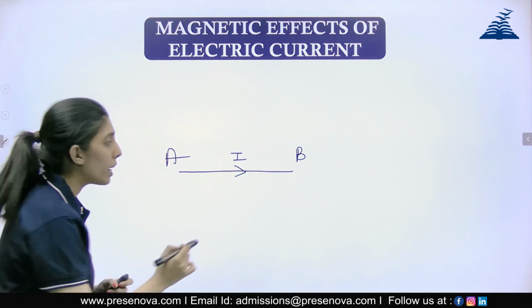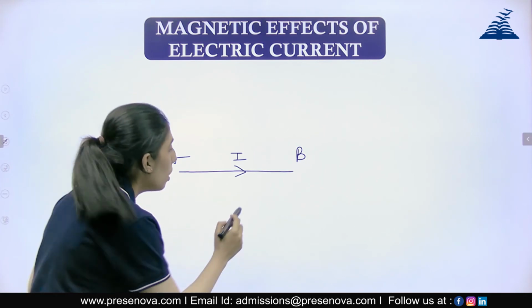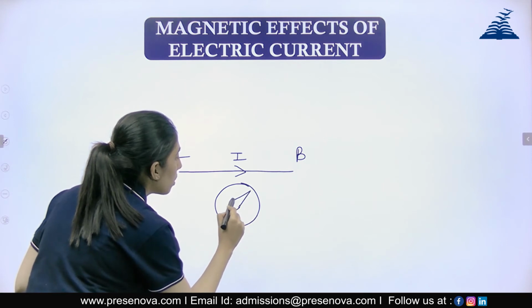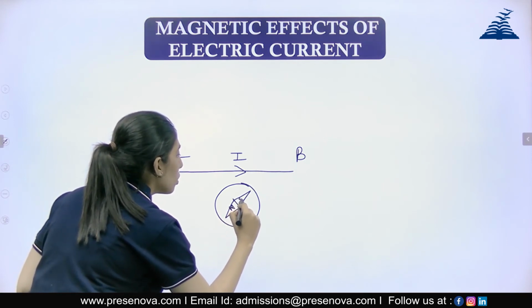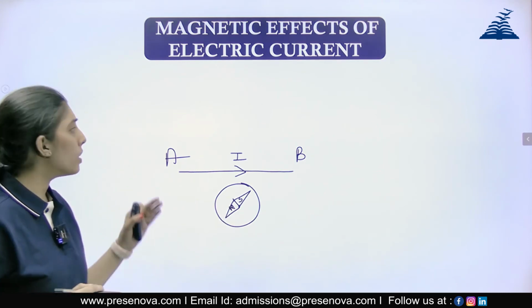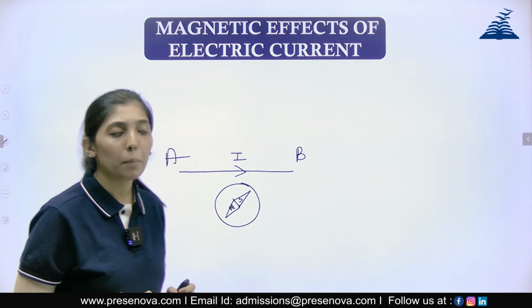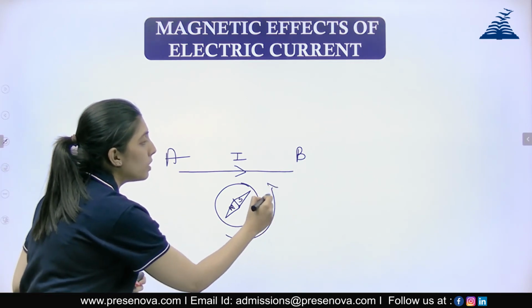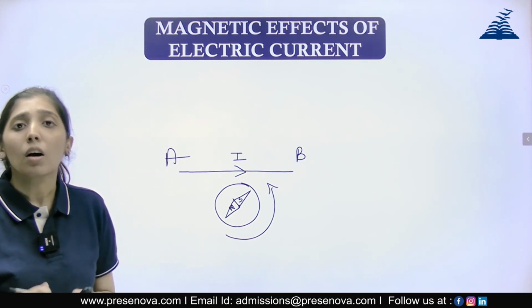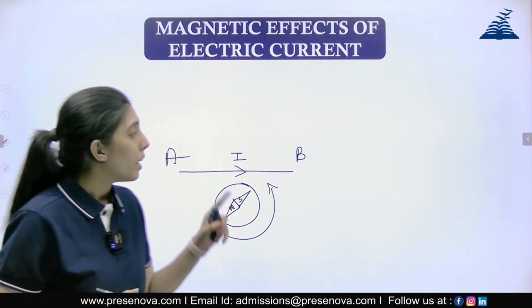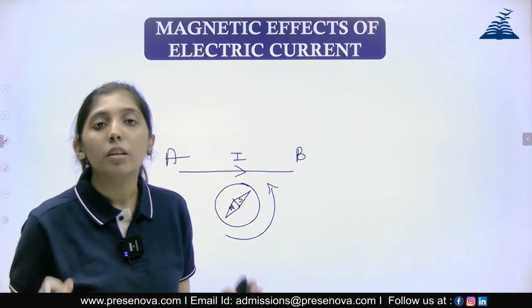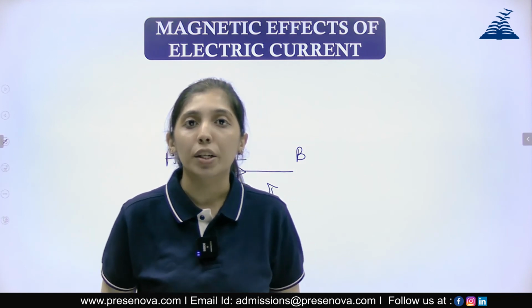Now, when I place a magnetic compass needle below it, this is the north pole of the needle, that is the south pole of the needle. So whenever there is a flow of current in the conductor AB, the magnetic compass deflects. So why does it deflect? Due to the presence of magnetic field. How is this magnetic field produced? It is produced due to the current flowing in the conductor. This phenomenon is known as magnetic effects of electric current.